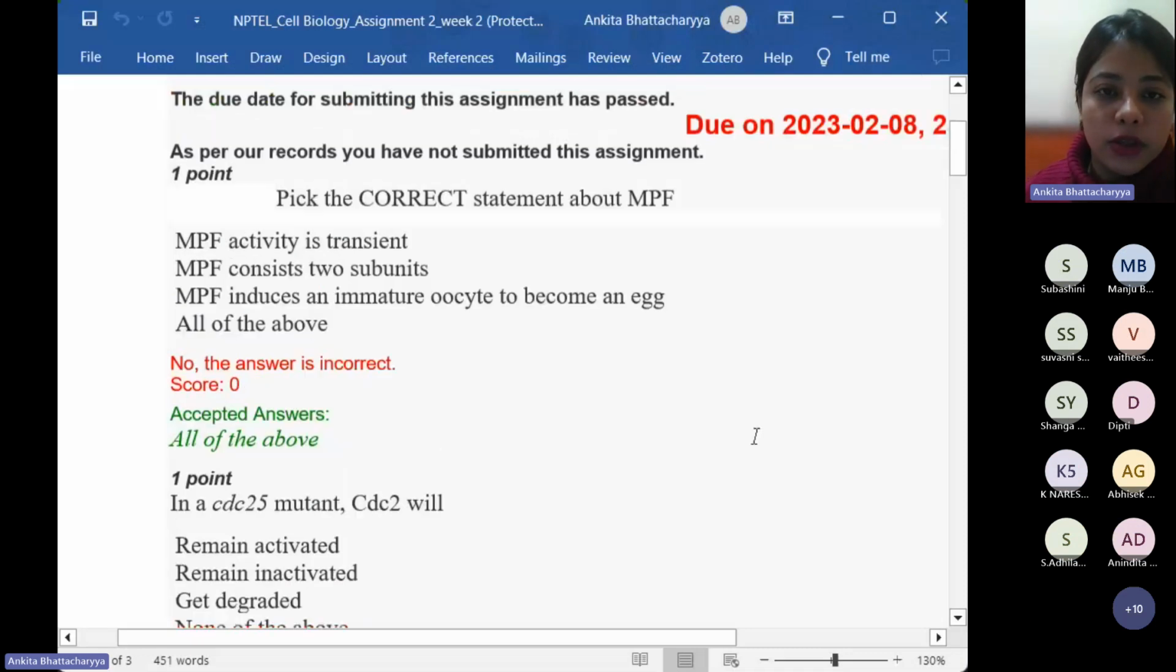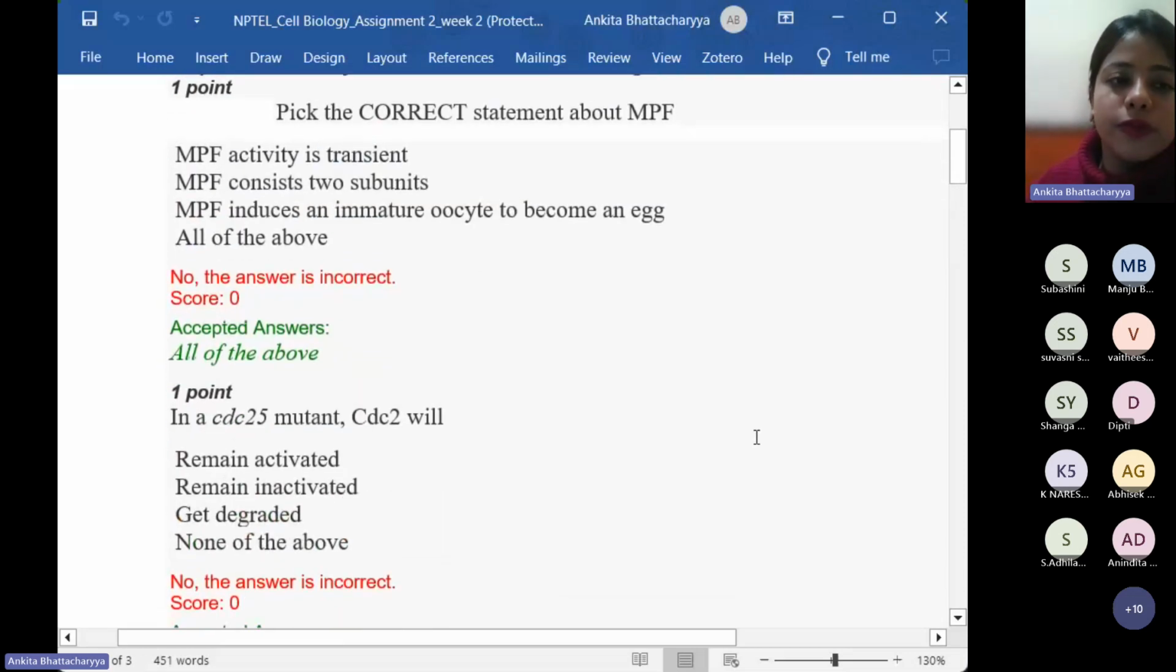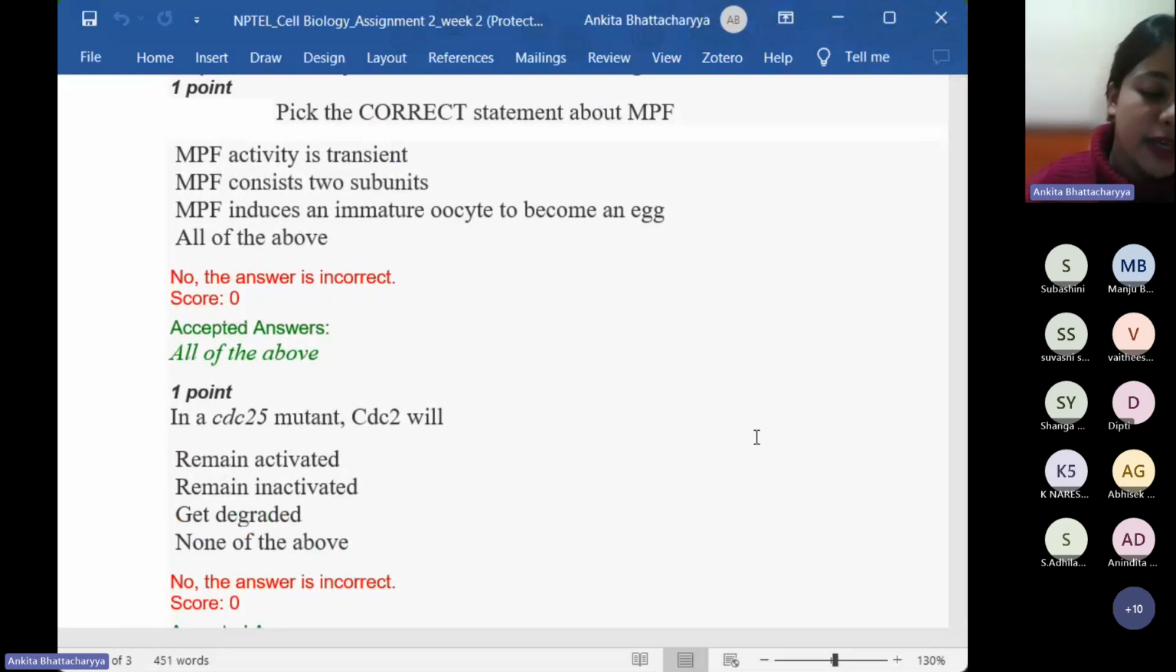Okay. The first question, this is from previous year. So the first question is about MPF. If you remember MPF, it is the mitosis promoting factor. And here we've been asked to choose which of these is the correct statement about MPF. So the first one is that A, MPF activity is transient. B, it consists of two subunits. C, it induces an immature oocyte to become an egg, or all of the above.